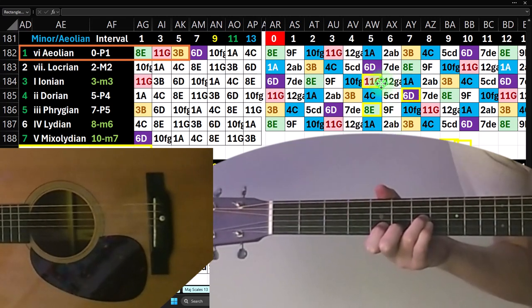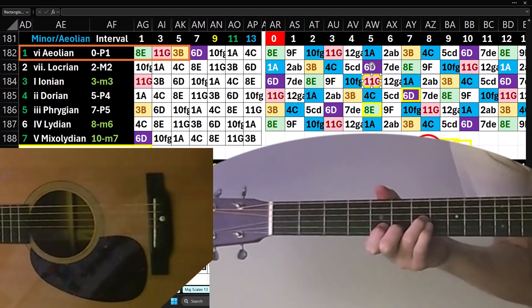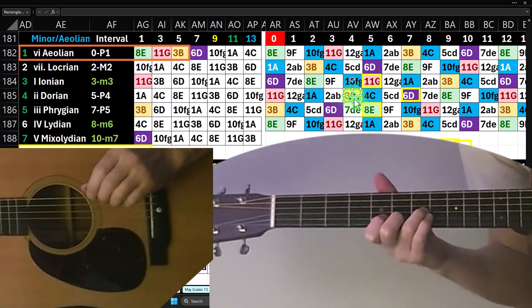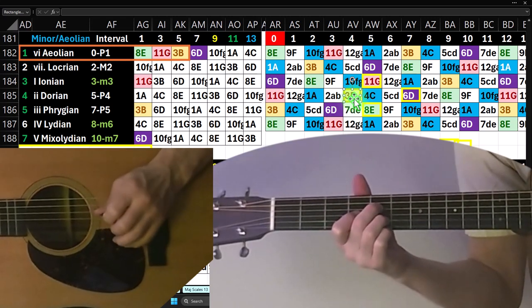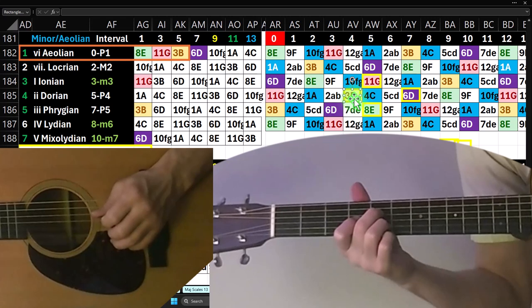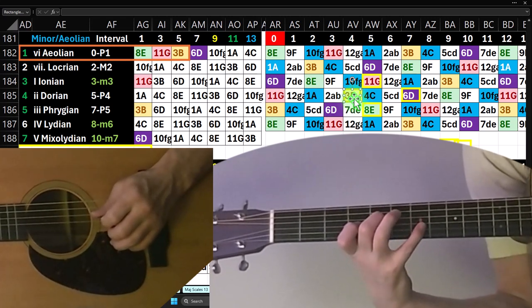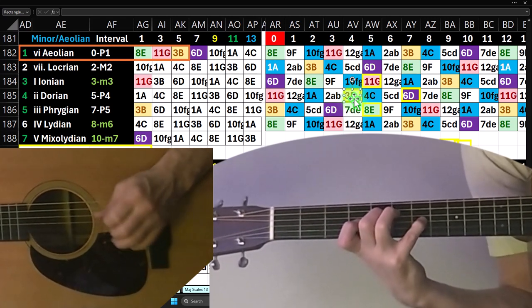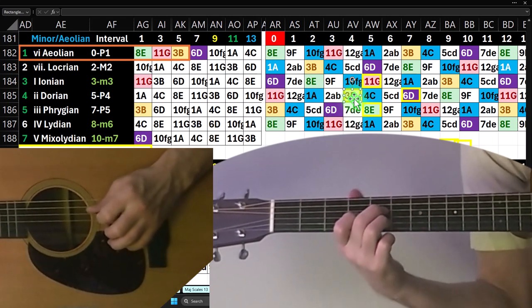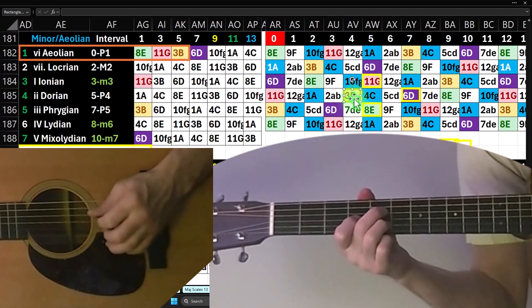And then what else do I have with that? Well, here's my shape that I could play here fairly often. My minor shape. I can reach up maybe from that to here to get the 7. So I could say, this minor shape.